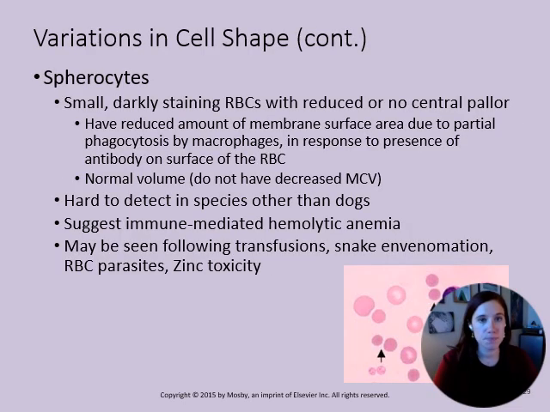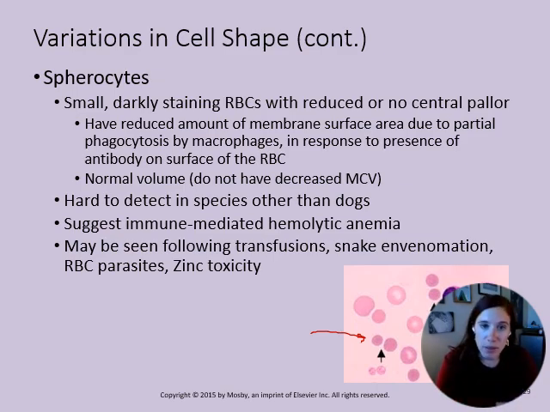Keratocytes. We then can see spherocytes. Spherocytes are going to be small, darkly stained red blood cells with reduced or no central pallor. They have a reduced amount of membrane surface area due to partial phagocytosis by those macrophages. Remember that Pac-Man? It's in response to the presence of an antibody on the surface of that red blood cell. Again, trying to do the job.